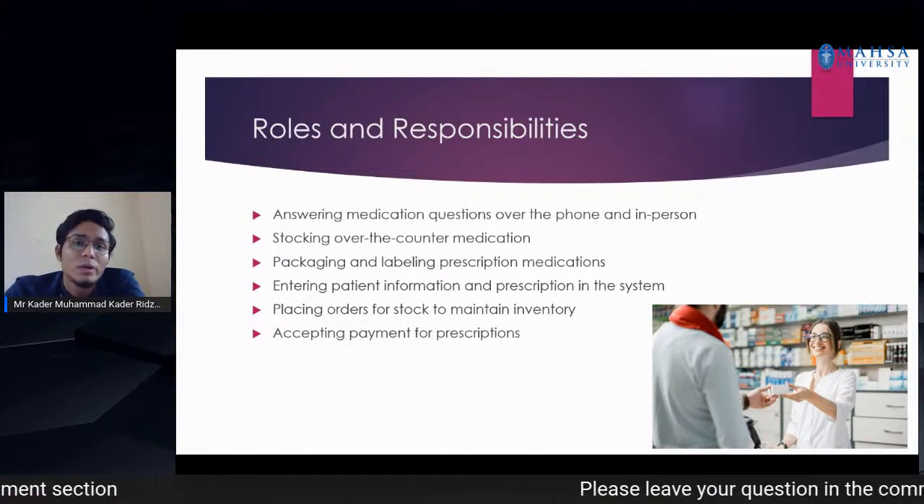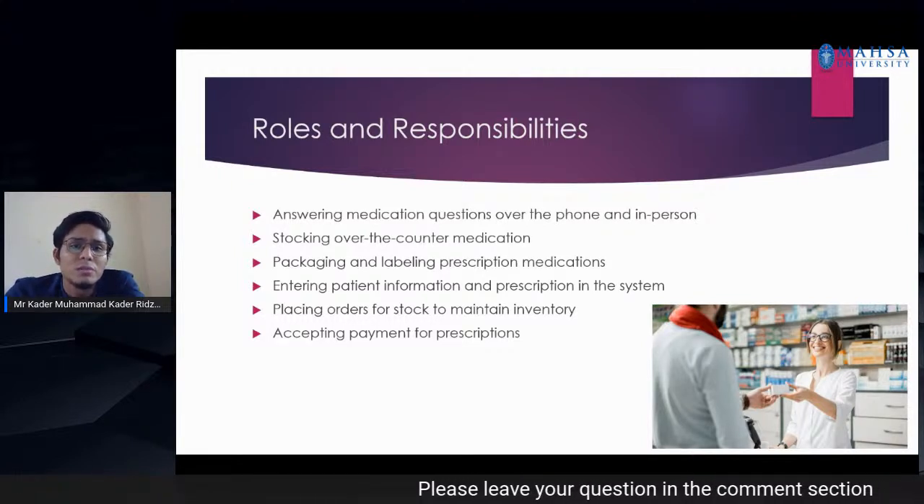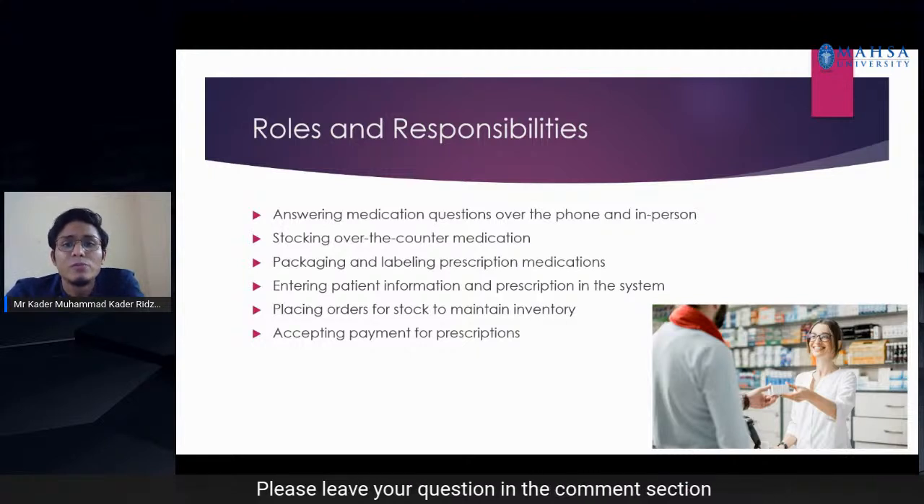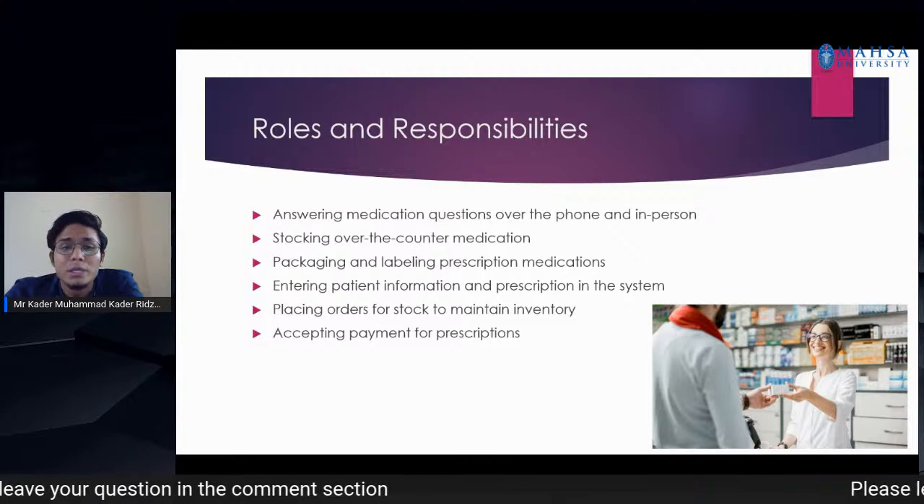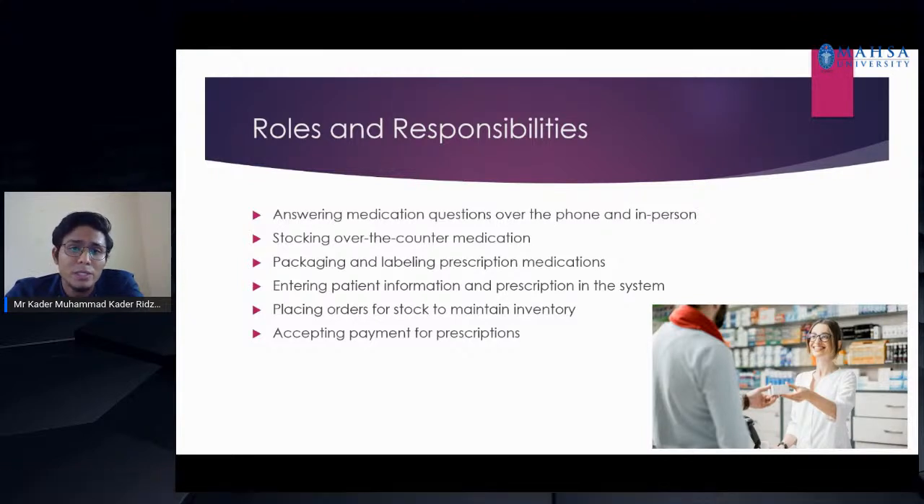So community, what are your roles? The first one is answering medication questions over the phone or in person. There are cases where the patient has bought medication from you and would like to know extra information, maybe in terms of storage. Maybe they have forgotten the points that you told them during dispensing, so they are going to call you. The second one is stocking over-the-counter medication.